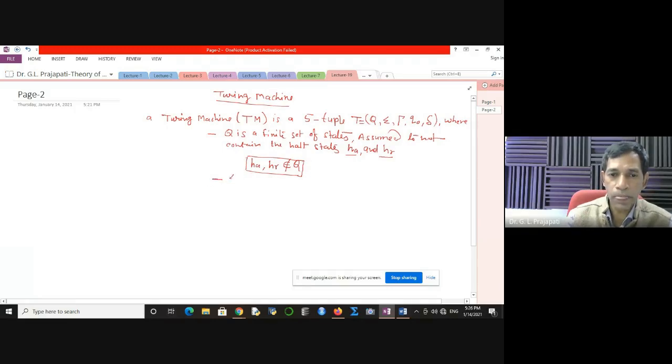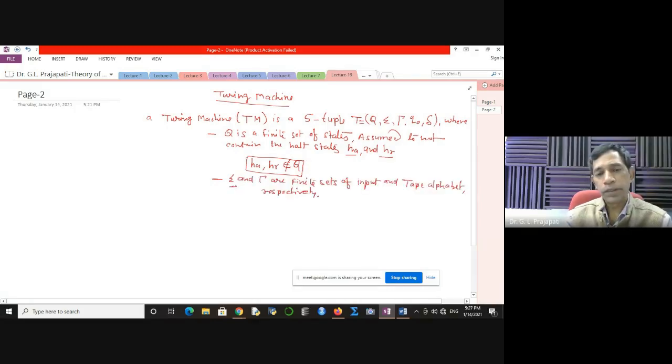Sigma is the alphabet of input symbols and tau is the alphabet of tape symbols. At the beginning your input is stored onto the tape, and hence sigma is a subset of tau. Whatever input symbols are in sigma are also tape symbols, and besides these symbols you can use some extra symbols also.